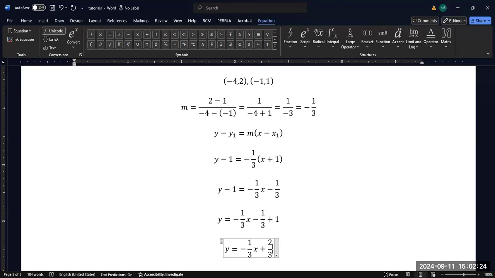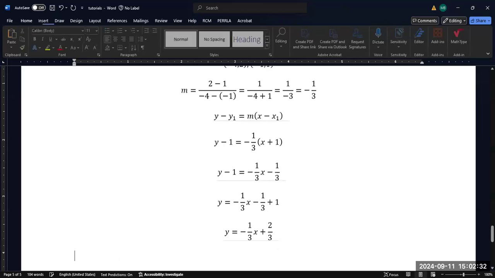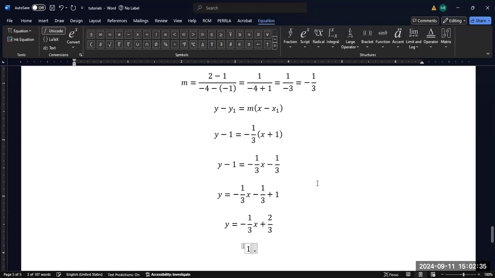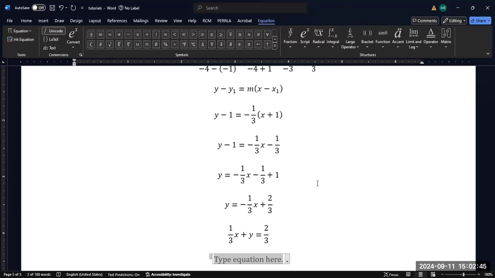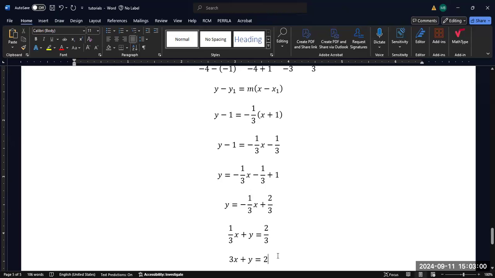You can stop here if they don't specify what kind of format. If they ask you to put it in standard form, you need to put x and y on the same side of the equation. So that would be 1/3 x plus y equals 2/3. And occasionally they will tell you to get rid of the fractions, in which case we multiply everything by 3, and then we get this equation. So that's the equation in standard form. This is the equation in slope-intercept form or function form. If you replace y with f of x, this will be function form.